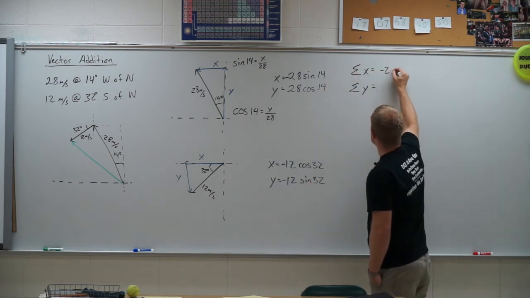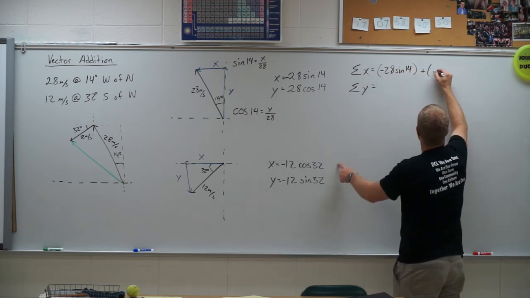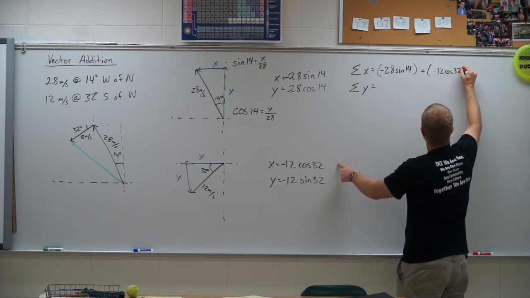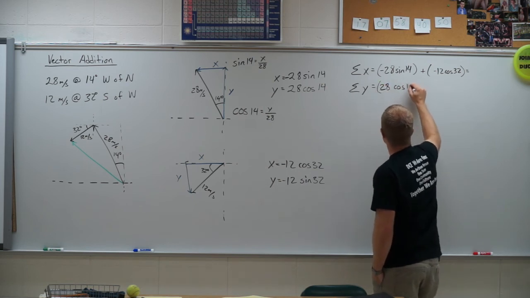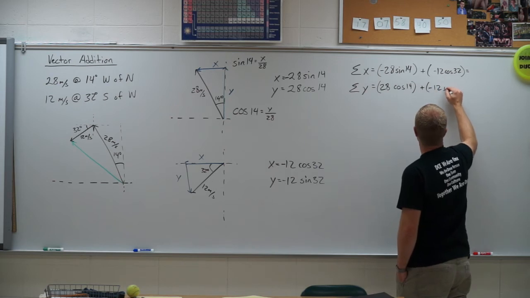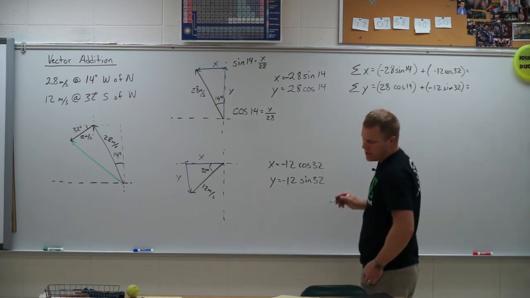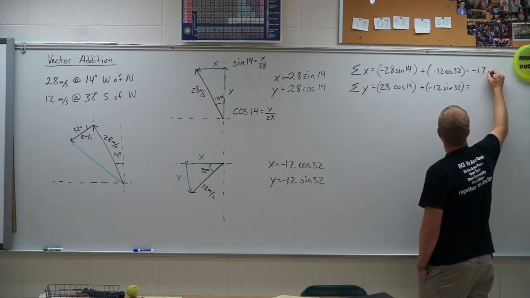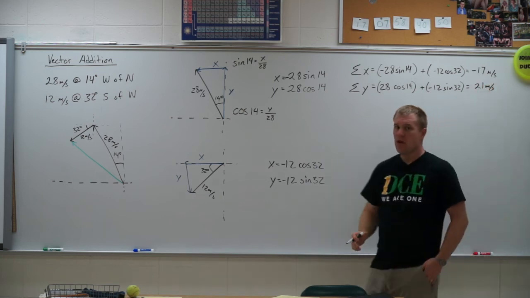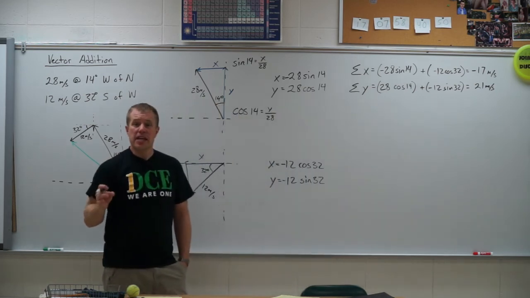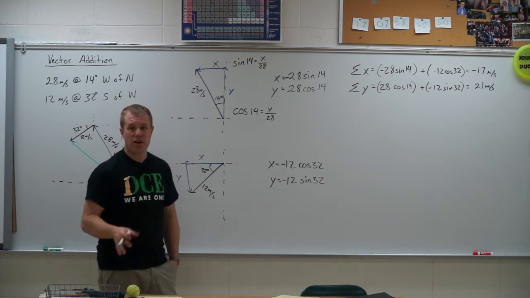So I have negative 28 sine of 14 plus negative 12 cosine of 32. And in the y direction, I have 28 cosine of 14 plus negative 12 sine of 32. Now, when you put that in your calculator, you end up with about negative 17 meters per second and 21 meters per second. Store those numbers in your calculator. You need those to be as exact as possible. Don't round them as much as I have seen here. I have them stored on my calculator.